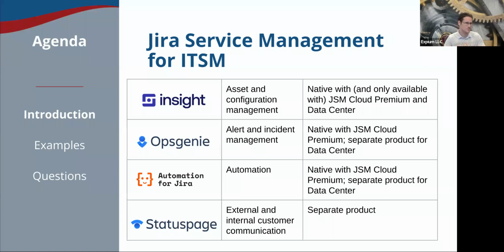And lastly is Statuspage, which is our stakeholder communication tool that allows us to have a public site, a status dot whatever. A good example of that is status.atlassian.com, where, during those recent outages, you could track the progress of the outages at that site, which is pretty neat. This is a separate product, but we do have it hooked up, and we'll take a look at it later on.